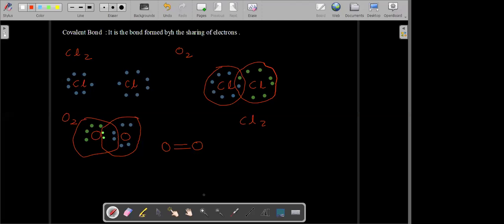Just now I told that when there is a sharing of 2 electrons, it means that there is a double bond between the 2 atoms. Right? A double bond can be shown with the 2 lines. For example, here the 2 oxygen atoms are sharing 2 electrons. So it can be shown with the help of a double bond between the 2 oxygen atoms like this. So in a double bond, we have 4 electrons which are participating.